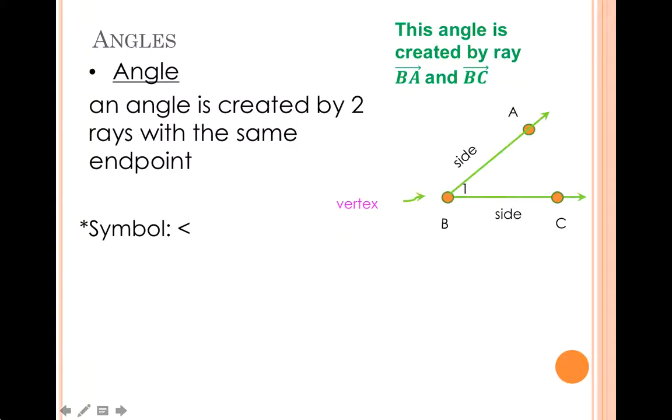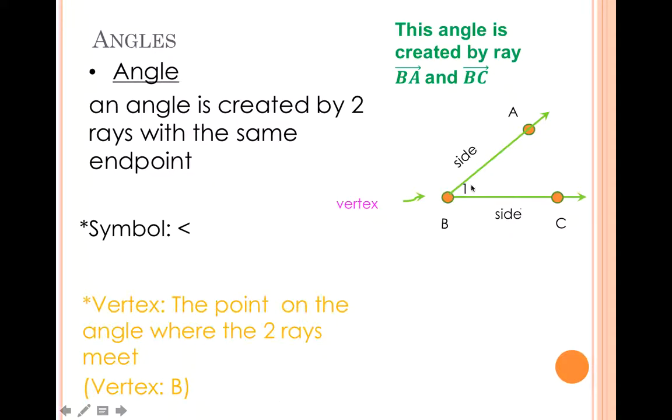Alright, now, all angles have vertex points. The vertex point is the point on the angle where the two rays meet. So it's that common endpoint that the rays share. In my picture, the vertex point is called B. It's like the little point located at the tip of the angle, or the pointy part of the angle. That's how I like to think about it. So that is what an angle is.